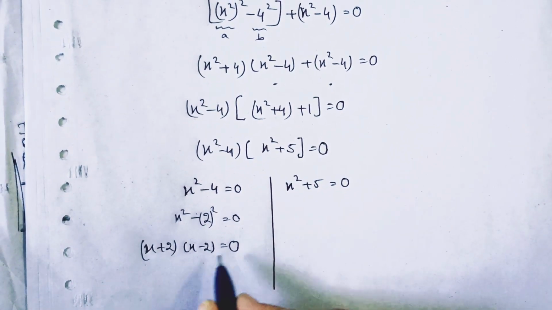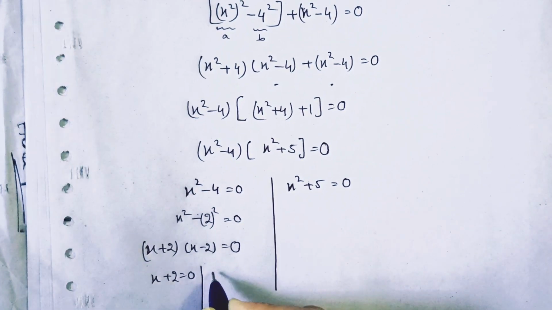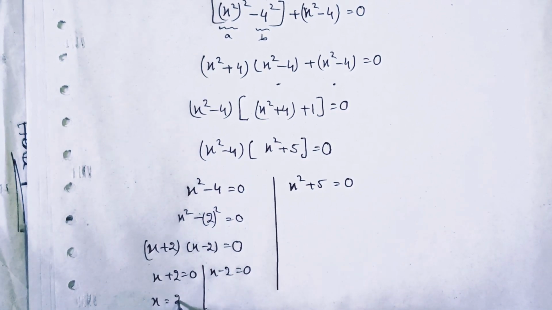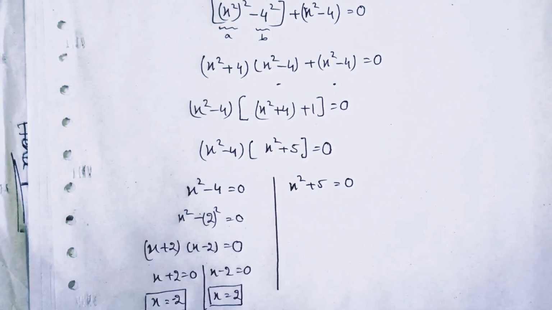Here we are getting two values for x. x plus 2 equal to 0, and x minus 2 equal to 0. Therefore, x equal to minus 2 and x equal to plus 2. So these two are the values of x here.